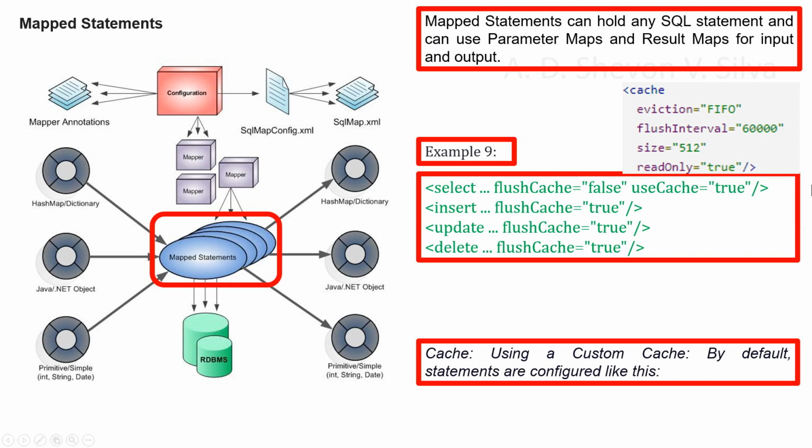Note the second level cache is transactional. This means that it is updated when a SQL session finishes with a commit, or when it finishes with a rollback, and no insert, update, or delete statements with flush cache equal true were executed.